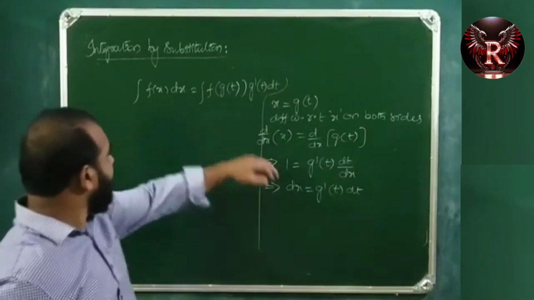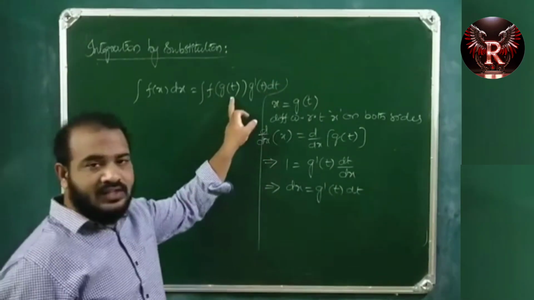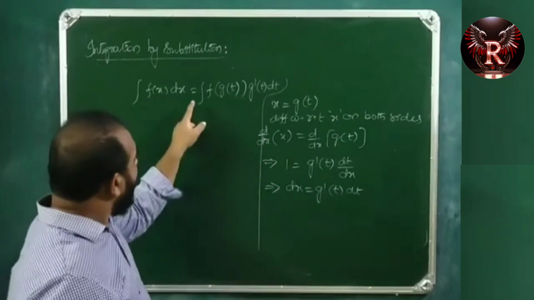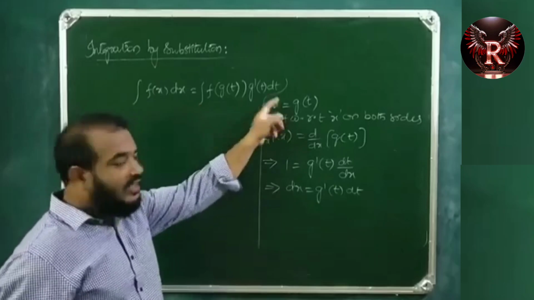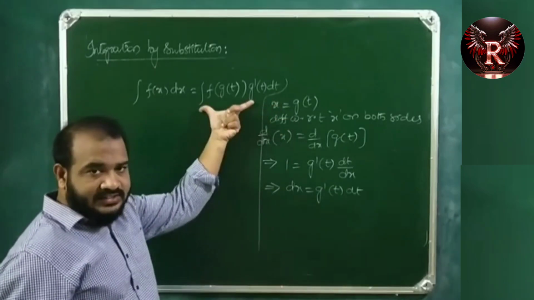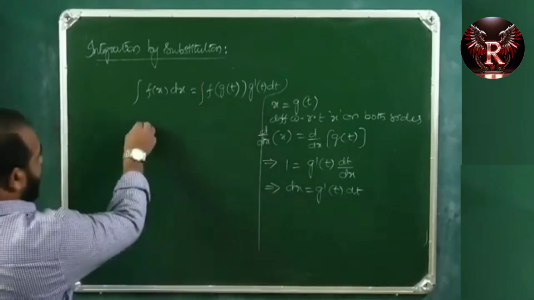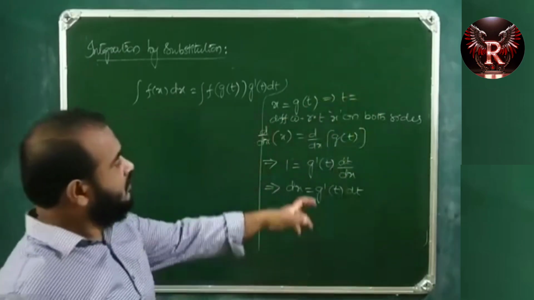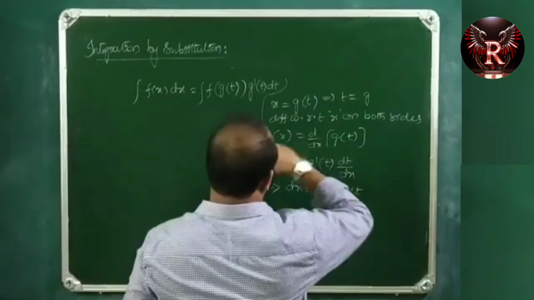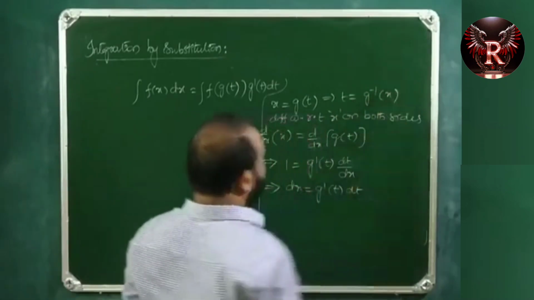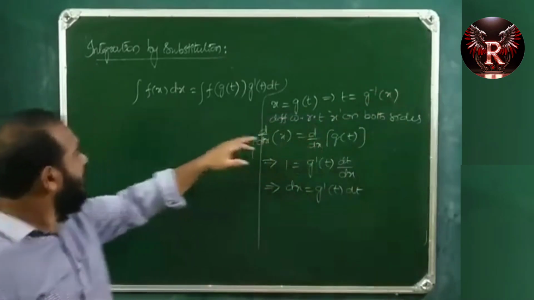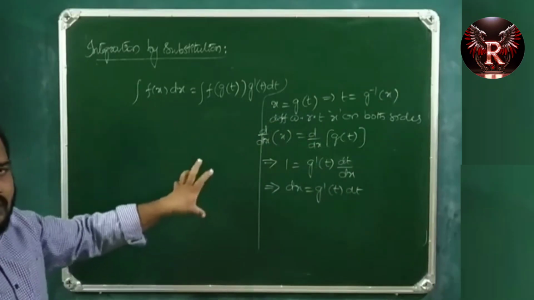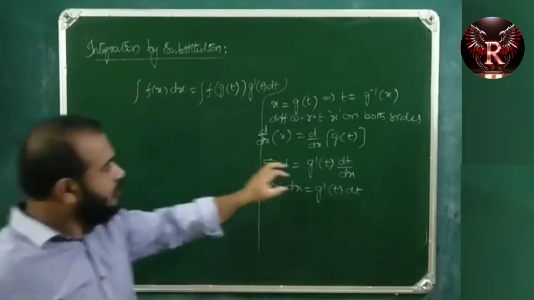g'(t) dt, where g(t) is a continuously differentiable function. After evaluating the integral on the RHS, again t is to be substituted as t equals g inverse of x, and substitute this t back in the given equation to obtain the integral in terms of x.